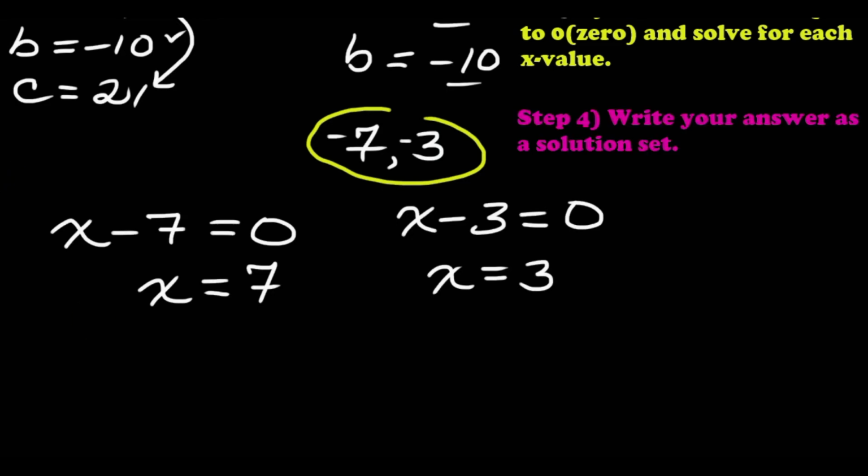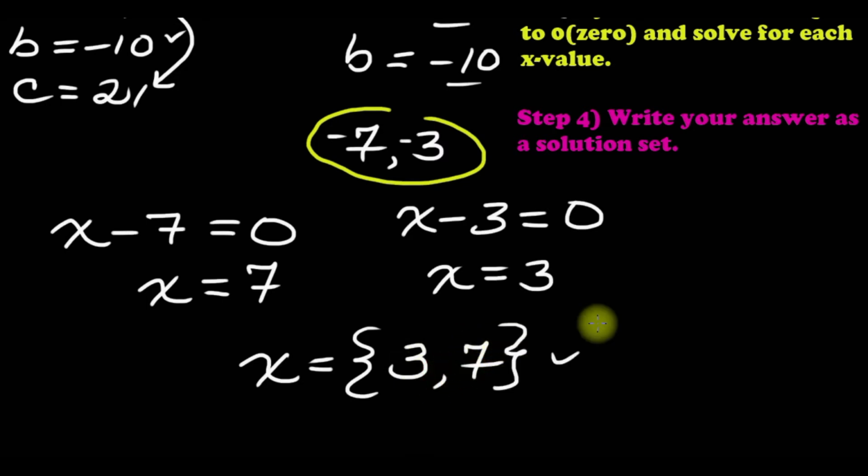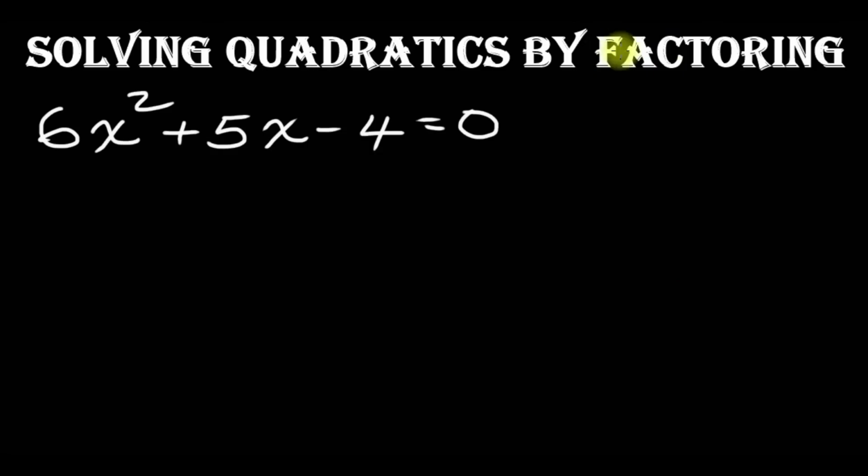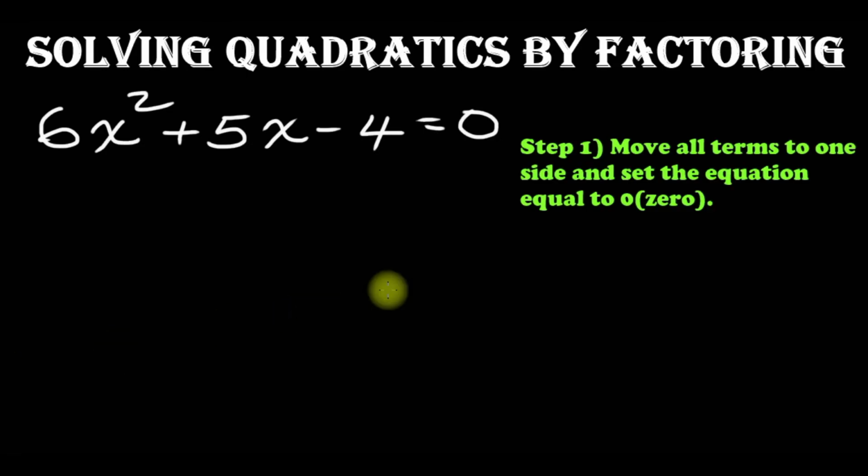And then the last thing we have to do is write it out as a solution set. So your x is 3 and 7. Those are your two answers for this one. Okay, let's take a look at another one. We're going to solve this by factoring, and we have a procedure for how to do that. Let's take a look at step 1.